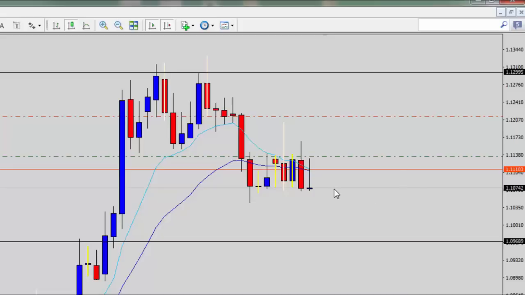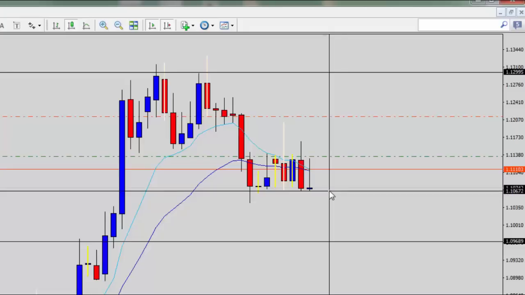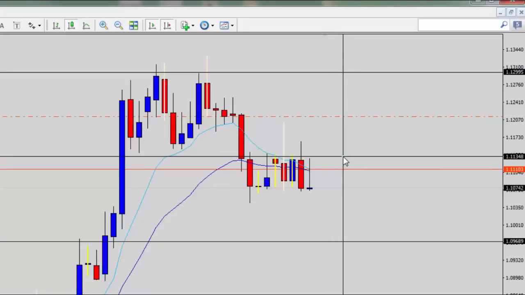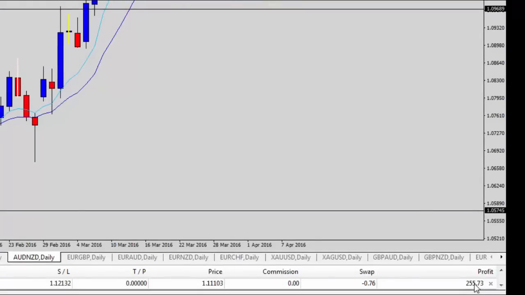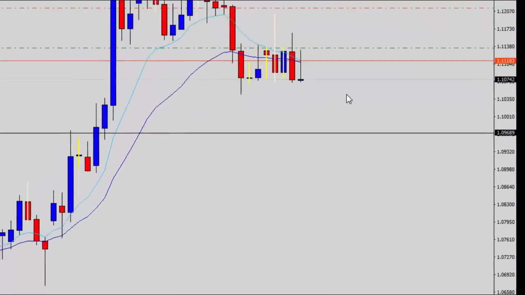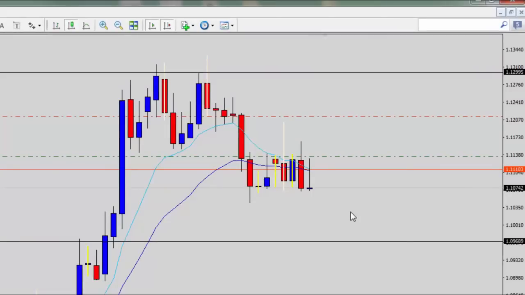It's quite common. But here's where my trade is. From my entry point, I should be up 60 pips in profit. But when I look down at my trade, it's only up $300. What the hell's going on? I should be up a lot more than that. I'm not really up that much.